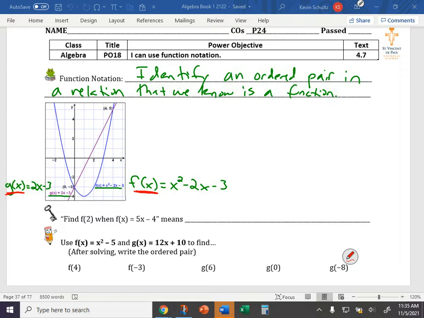But the other thing I want to point out is that this f of x is really just another name for the variable y. Okay, we could just as well say this equation is y equals x squared minus 2x minus 3, but using function notation, we replace that y with f of x.